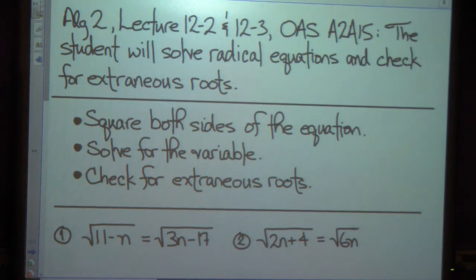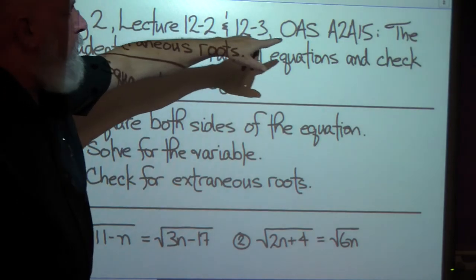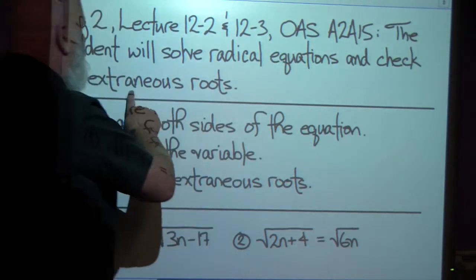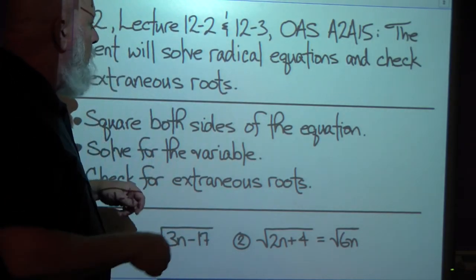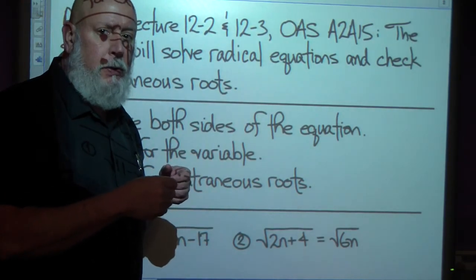All right, this is Algebra 2, Lecture 12.2 and 12.3, OAS A2A15. The student will solve radical equations and check for extraneous roots again. Just like we did with the last lecture, we're going to be squaring both sides of the equation, which will sometimes give rise to an extraneous root.